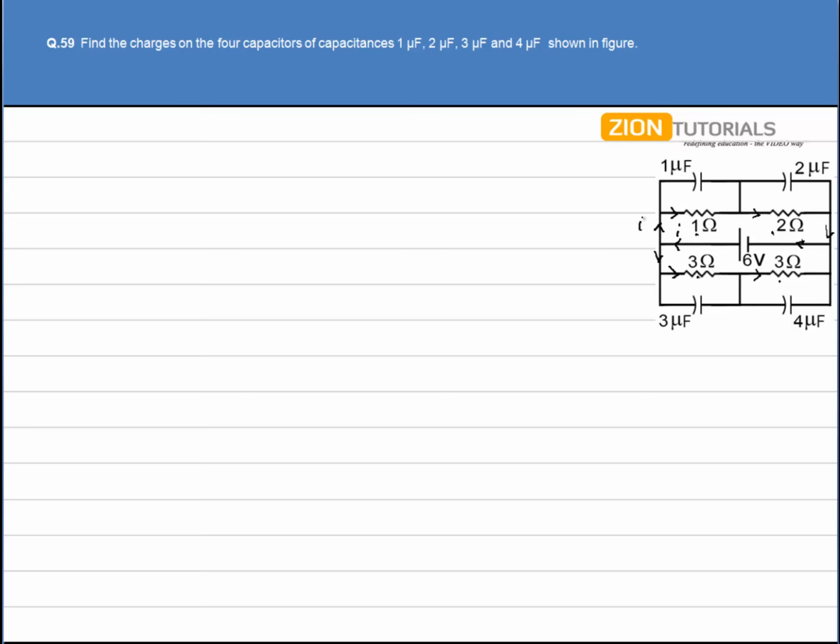Let this current be I1, and this current be I2. I have 1 ohm and 2 ohm in series. Let's say the equivalent of both of them is R equivalent dash, that is 1 plus 2, that is 3 ohm. So current I1 can be calculated by the formula V by R equivalent dash, because the potential difference across both points is 6 volt. So I have 6 divided by 3, that is 2 ampere. So 2 ampere is the current going in the upper branch.